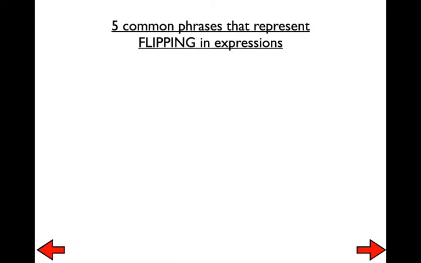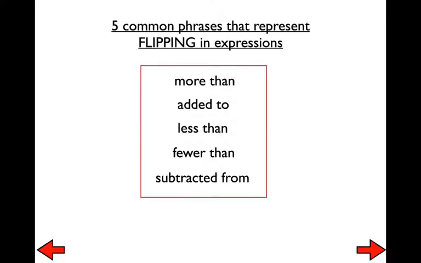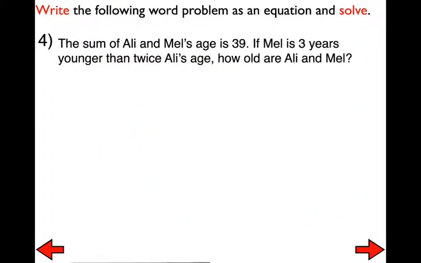And so the 5 common phrases that represent flipping in English: more than and added to, those both mean to add and reverse the order, or flip the order. Less than, fewer than, subtracted from, those also all mean to subtract but reverse the order. So you have to remember those things from early on. So let's go to number 4.